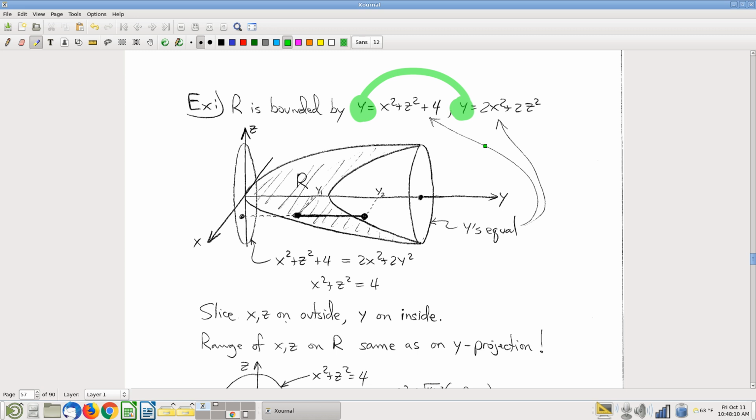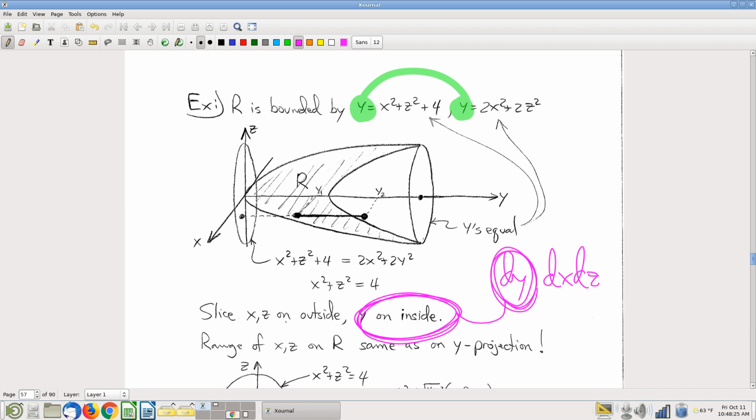So let's arrange to have it work out to our convenience that we end up solving for y in terms of x and z, and that necessitates specifically having the y integral on the inside like that. That's my first observation. My next observation is that that means that my x and z bounds are on the outside.